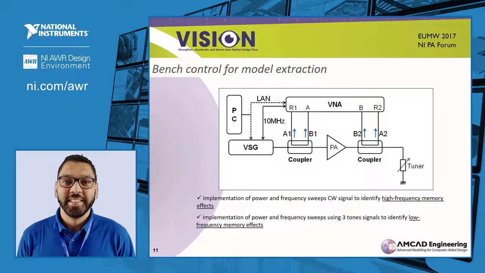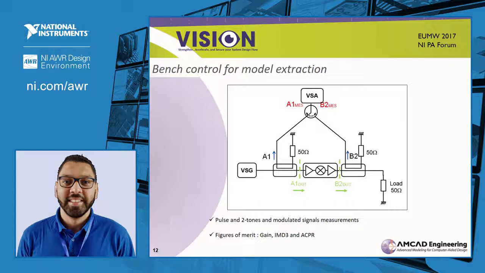We characterize the power amplifier to catch high-frequency memory effects thanks to power and frequency sweep of the CW signal. With a 3-tone signal, we can catch low-frequency memory effects for different input power of the center frequency and different frequency spacing. With a tuner, you can build a bilateral model to take into account the output mismatch. There is also a bench control for model qualification if you want to test your system with modulated signals, pulse or two-tone signals, so you can measure figures of merit like ACPR or AM3.